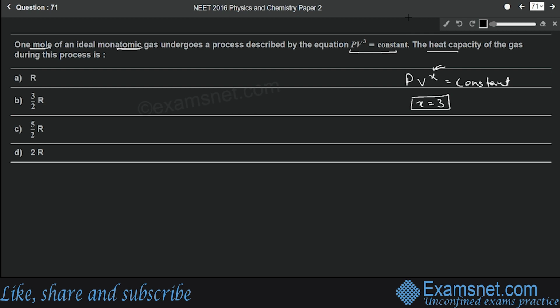Okay. Now we'll use this value of x to find the heat capacity. We know that the heat capacity C is equal to CV, that is heat capacity at constant volume, plus R upon 1 minus x. Okay. R is the gas constant. Okay. So this you have to remember, this formula.